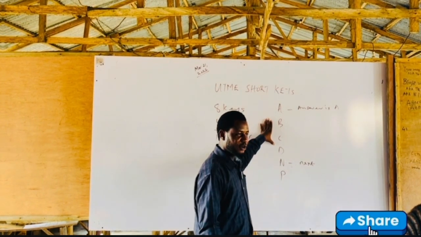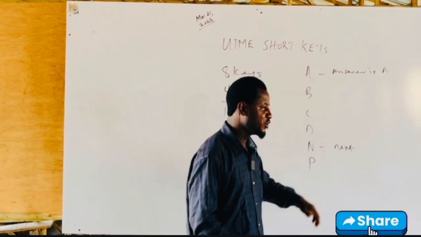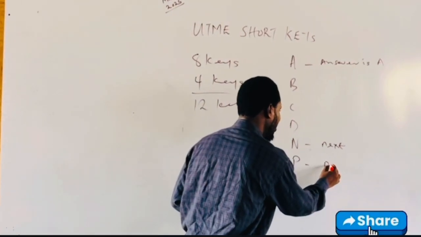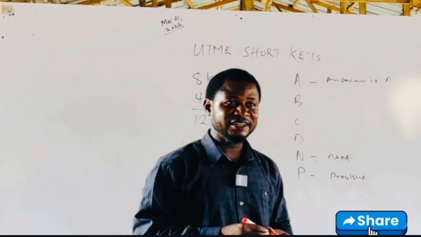So the first ones: A, B, C, D, N, P. A, B, C, D for options A to D. And N to move to the next question, and P to come back to the previous question. Alright, you know I told you I'm adding 4.